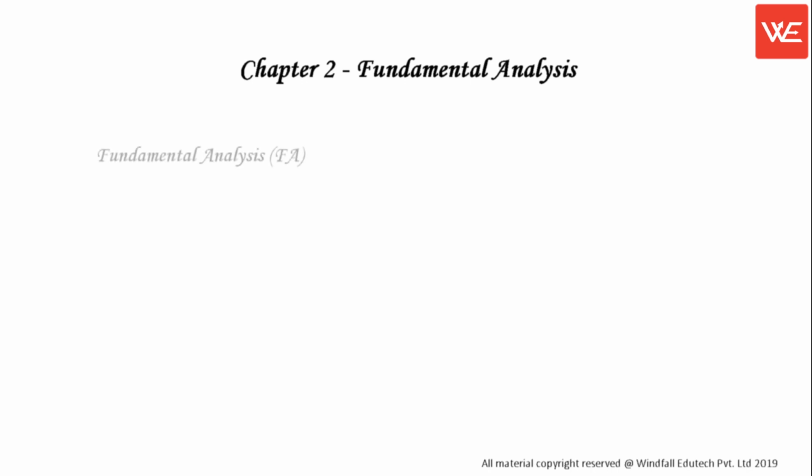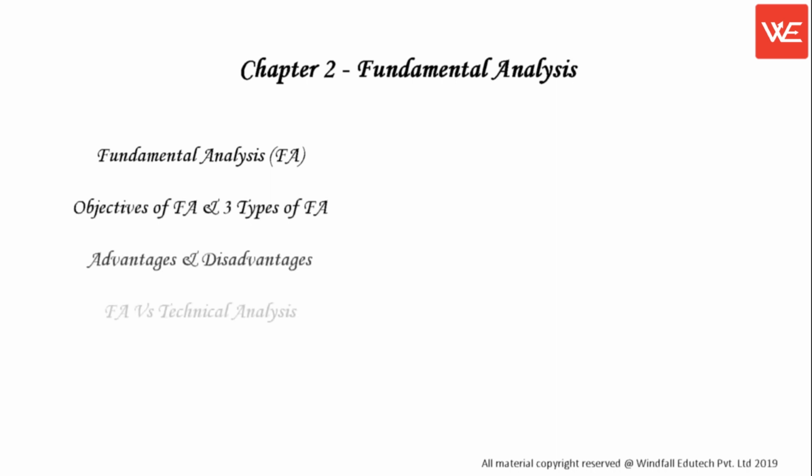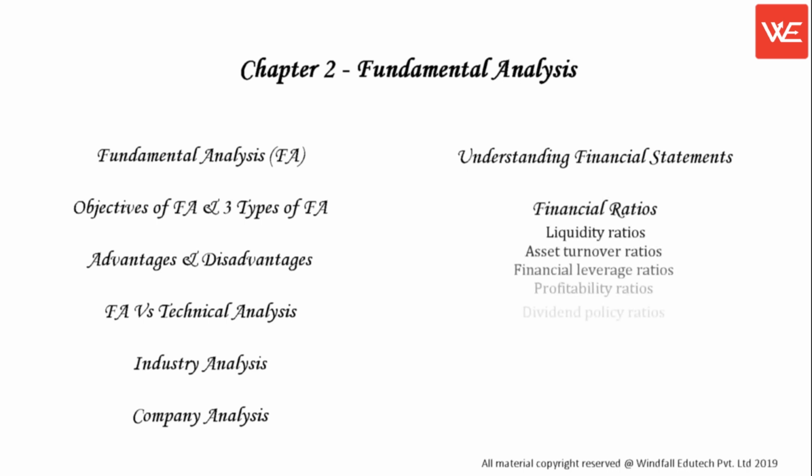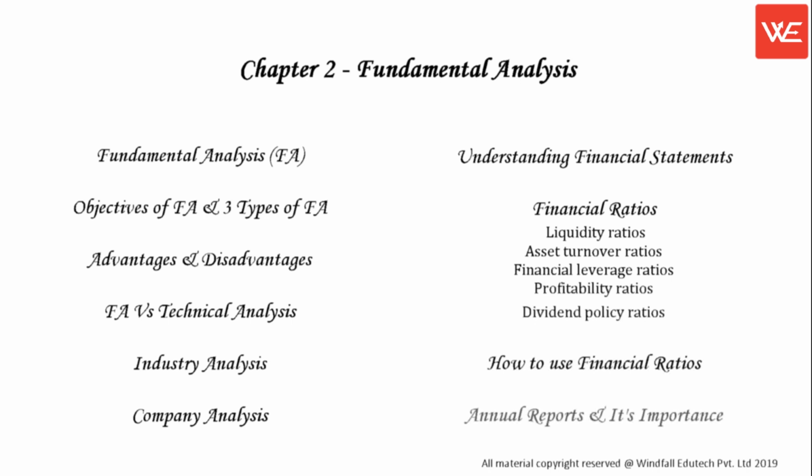Fundamental Analysis (FA). Objectives of FA. 3 types of FA. Advantages, disadvantages, fundamental analysis versus technical analysis. Industry analysis, company analysis, understanding financial statements, financial ratios, liquidity ratios, asset turnover ratios, financial leverage ratios, profitability ratios, dividend policy ratios, how to use financial ratios, annual reports and its importance.